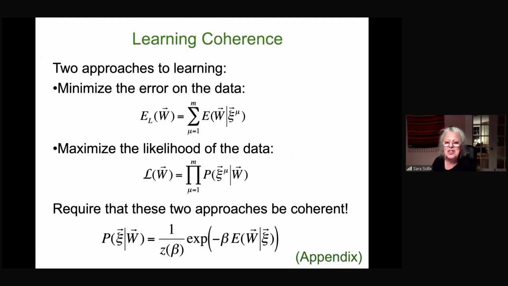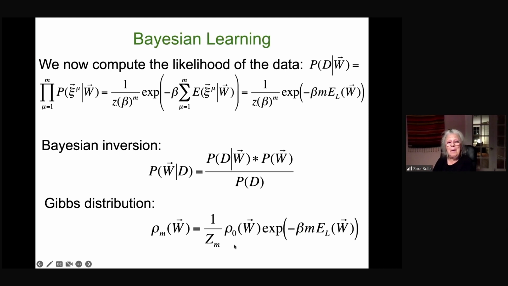Okay, so now I have achieved an expression for this P of Xi given W. So now I can compute the likelihood of the data, because that was the only thing that was missing, P of Xi given W. So the likelihood of the data is now the product of P of Xi mu given W multiplied over all the examples mu in the training set. Again, I have the products of exponentials. I get the exponential of the sum. Every time I get one of these denominators, C of beta to the m. So I get C of beta to the m, e to the minus beta E sub L.